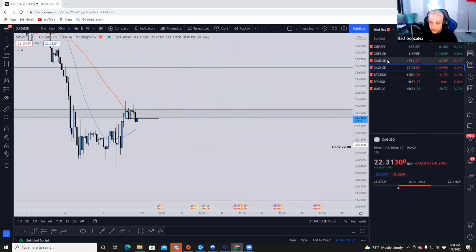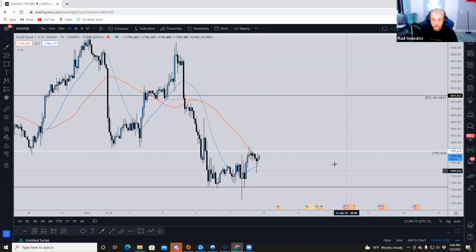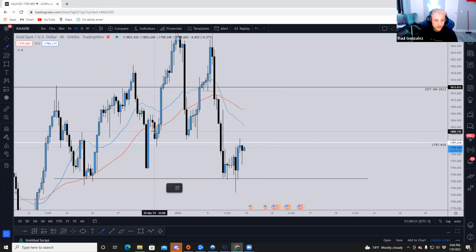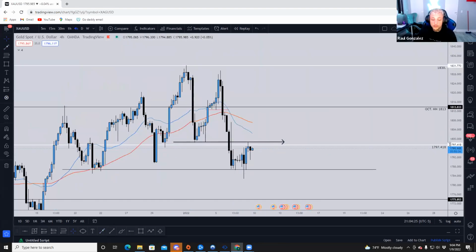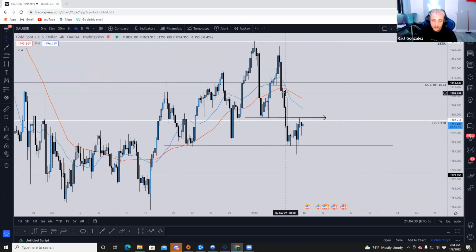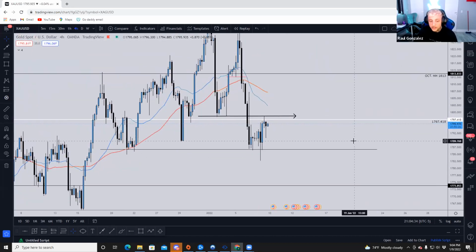Gold is almost the same concept as silver. So gold had actually broken under 1797, and we did initially reject here. We've also broken under this level of support. The moving averages have also crossed over, red over blue. So the 50 SMA has crossed over the 21 blue SMA, typically indicating that there's going to be more bearish volume.